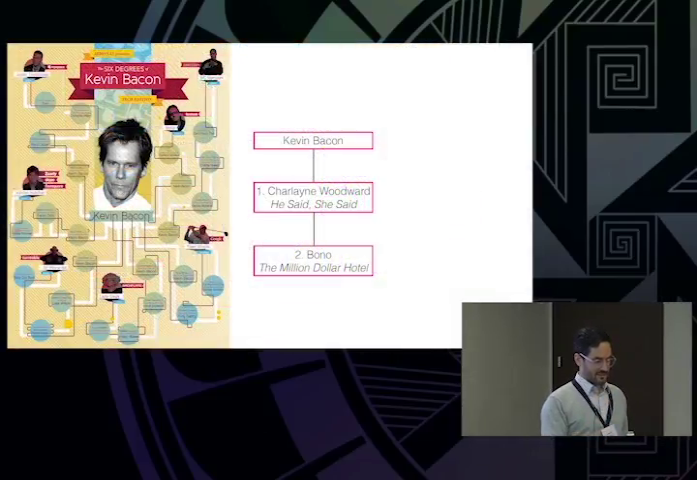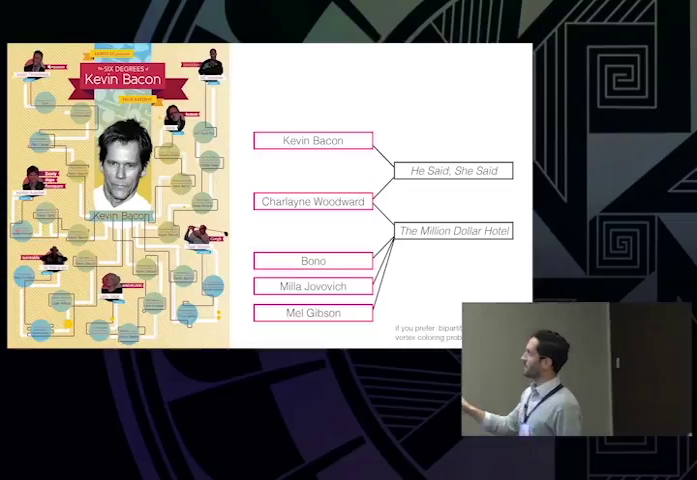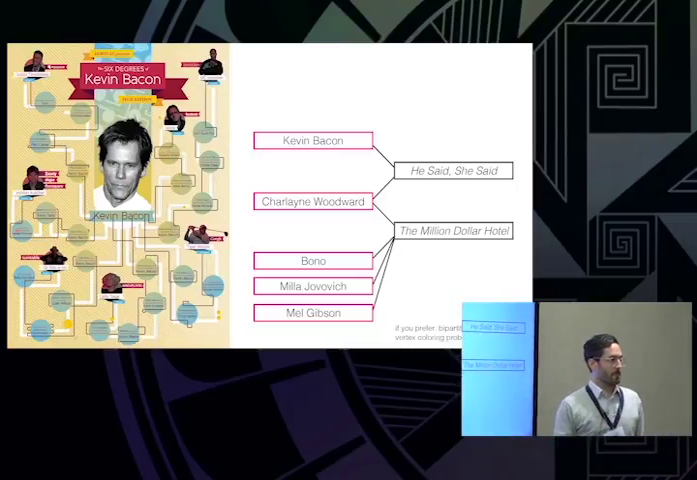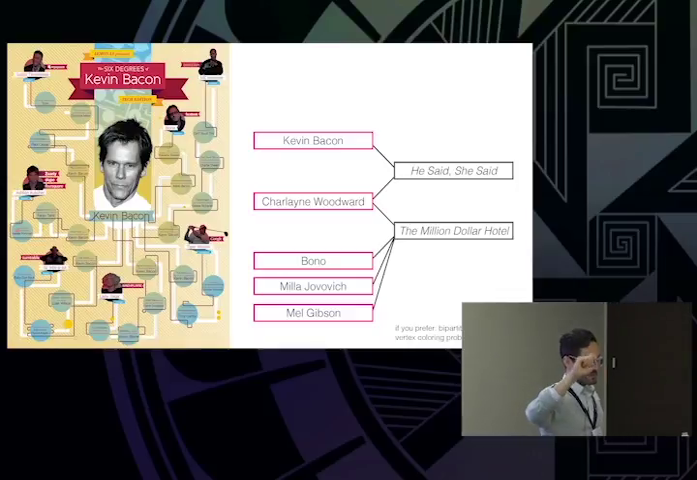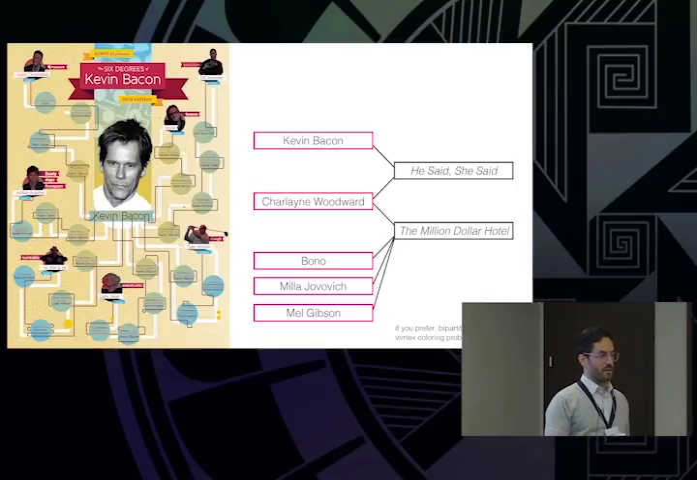So what this is saying is that we can have this nice path, these hops, in 2 steps. But I want to point out that we're doing more than 2 hops. We're going from Kevin Bacon to He Said, She Said, to Charlene, to the $1 Million Hotel, to Bono. We're hopping back and forth between actors and movies. So really, this is what we call a bipartite network.